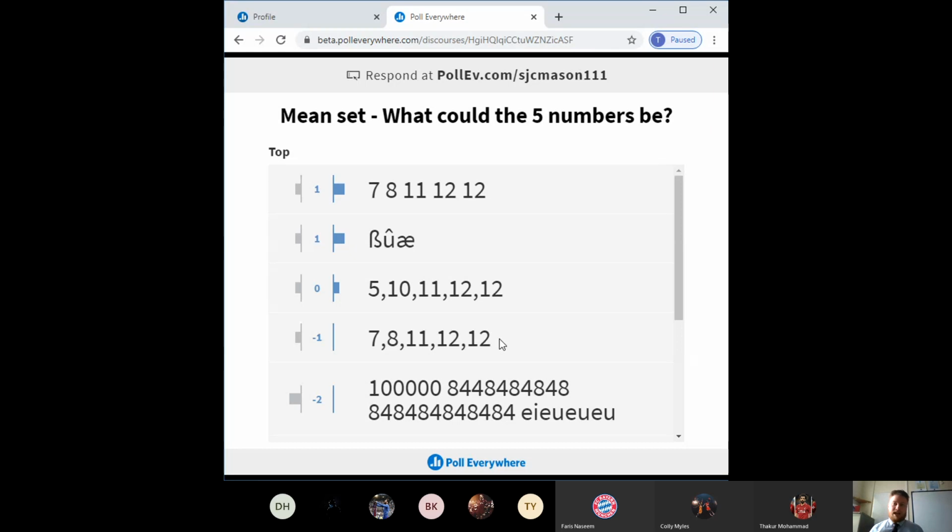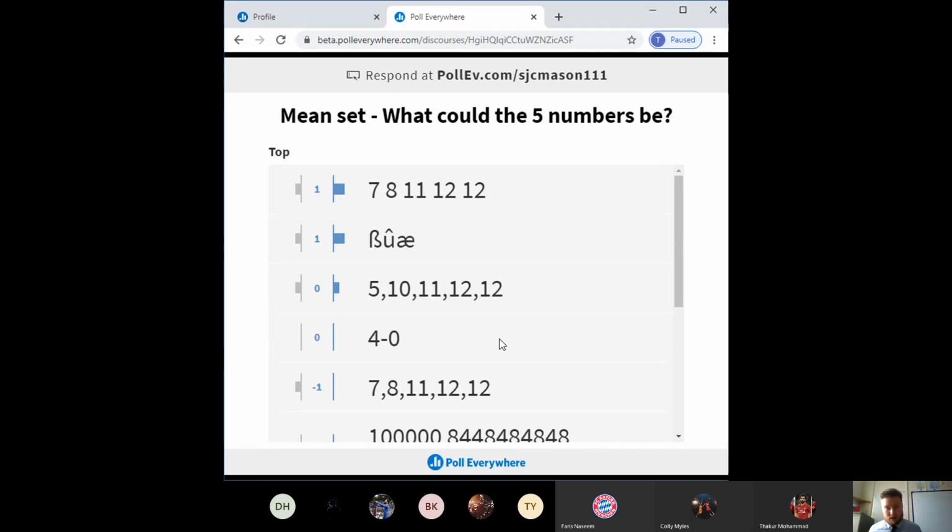So 7, 8, 11, 12, 12, that is a valid solution. 5, 10, 11, 12, 12 is a good solution. Someone put 4-0. I think that might be some sort of reference to a particular match that was on last night, but I'm not sure about that. I think 3-1 might have been a more apt number to put there, but anyway.